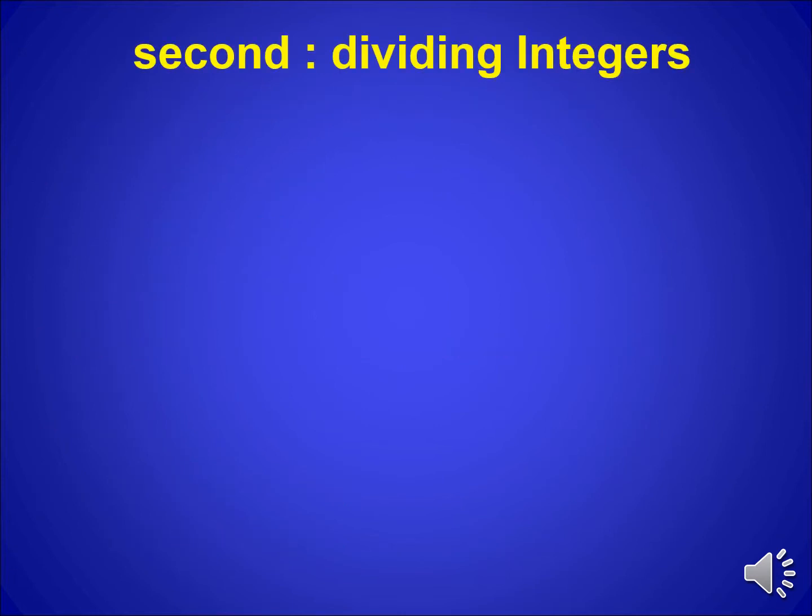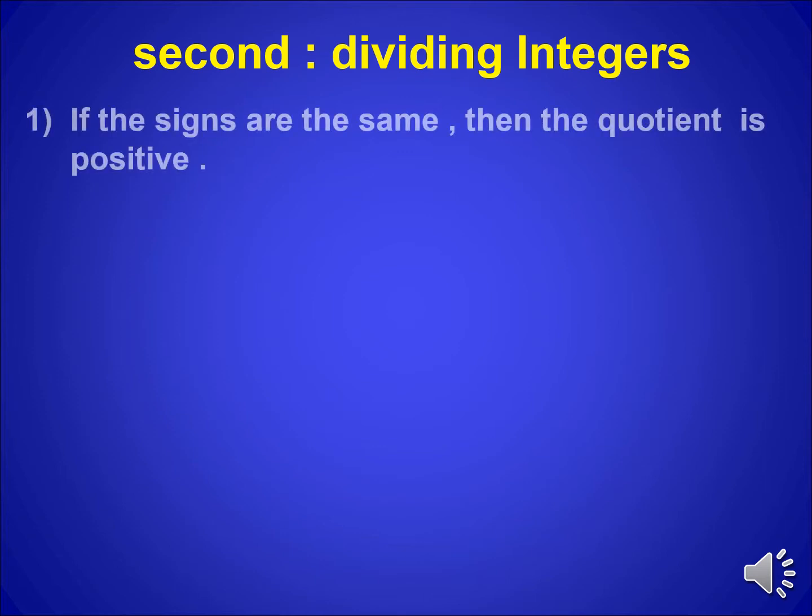The second, dividing integers. In the same way, if the signs are the same, then the quotient is positive. That means if I have positive divided by positive, the answer will be positive, and if I have negative divided by negative, the answer will be positive also.